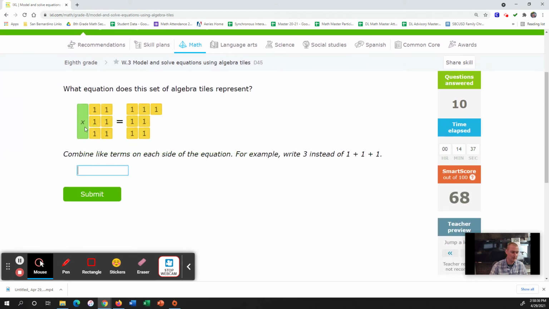Next up, we have an x. When x is by itself, just call it x. All positive ones, and there's 6 of them, so plus 6. Here we go. I got to be careful with that equal sign and plus. Equals 7 on the right side.